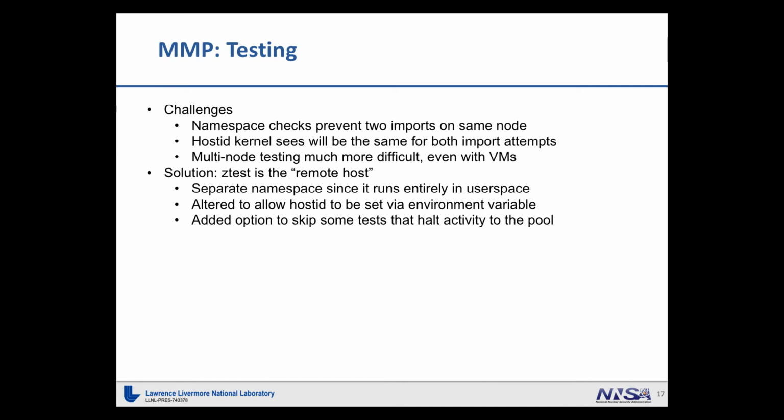Like I said, a really important thing for us was being able to test it, and in particular being able to automate the test. Importing two pools on the same node is pretty hard because the first thing that ZFS does is check to see if there's already a pool with that GUID or name imported. The host ID is obviously, there's only one host ID.